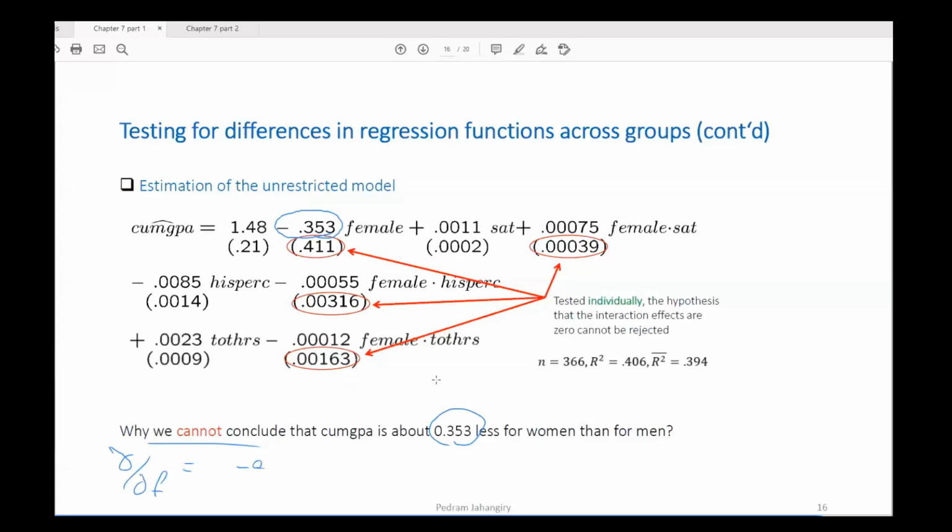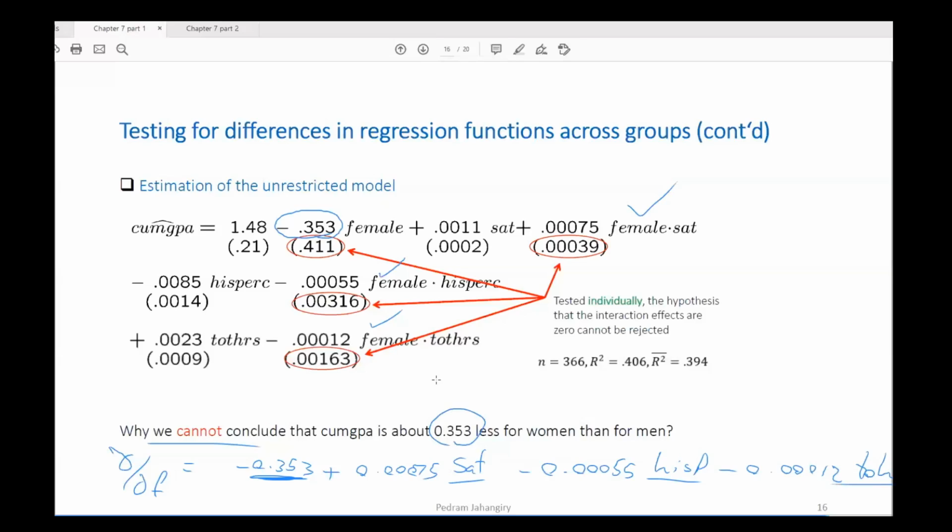So what do I have? Minus 353. Where else do I see female? Here, plus 0.0075. There are 3 zeros. SAT. What else? Minus 0.00055 high school percentage. What else? Minus 0.00012 total hours. Okay. So the answer to this question is that yes, females on average will get this number less than male only if SAT, high school percentage, total hours is equal to 0.